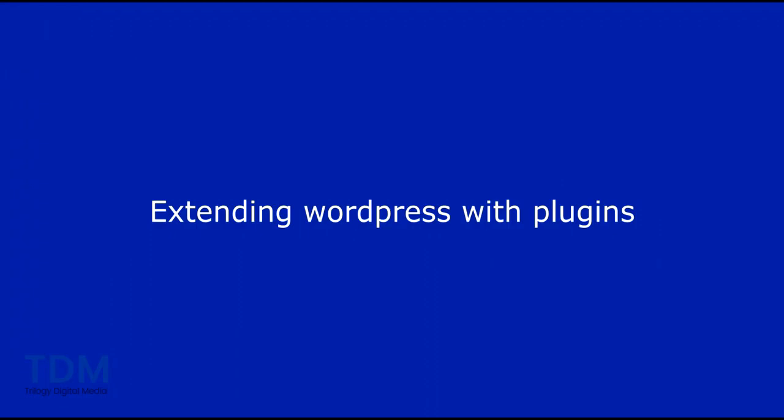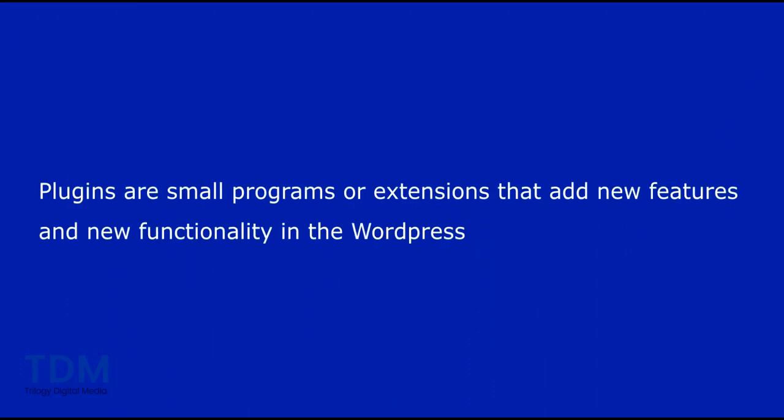In this chapter, we are going to learn about plugins in detail, how to find them, how to install them, when to use them, and so on. Plugins are small programs or extensions that add new features and functionality to WordPress. They range from simple ones like adding automatic lightbox display for image galleries to complex ones like turning WordPress into an e-commerce platform or even a social network.